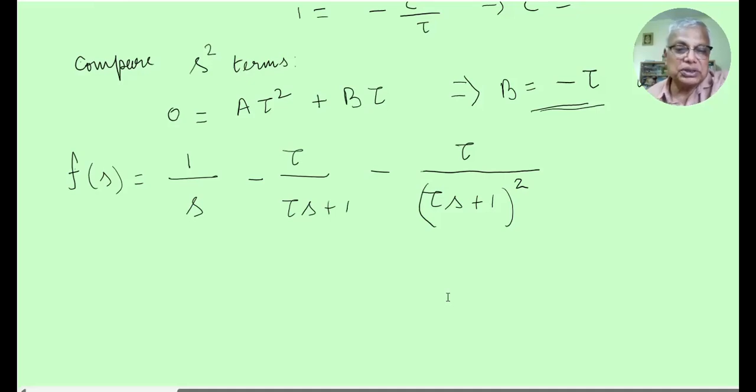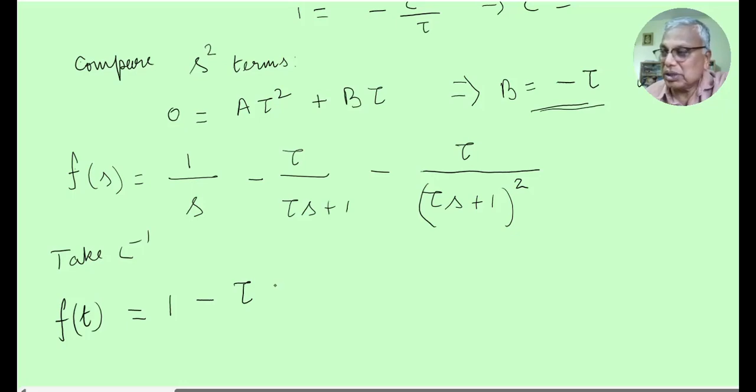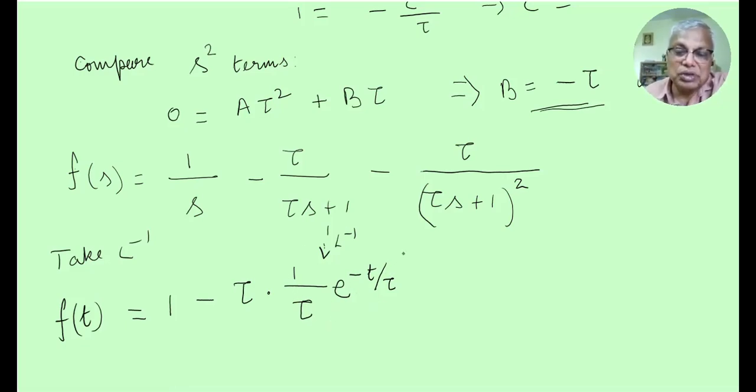Now let us take the inverse Laplace. So if you take the inverse, f of t: 1 by s we know it is 1, and for minus tau, 1 by tau s plus 1, we have found it earlier as 1 by tau into e power minus t by tau. So this is the inverse of this term. We found it in the previous lecture.